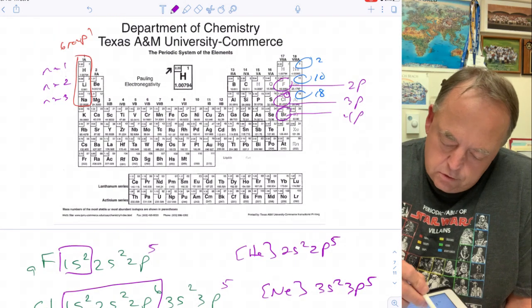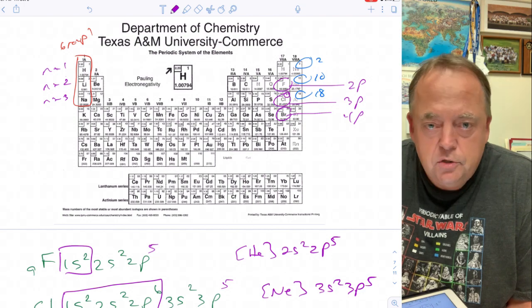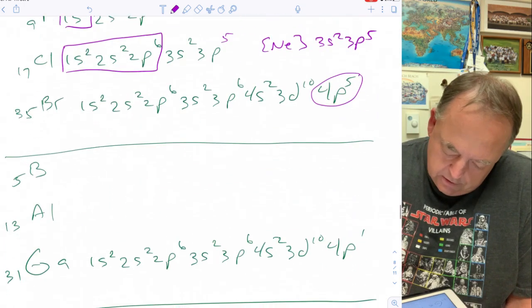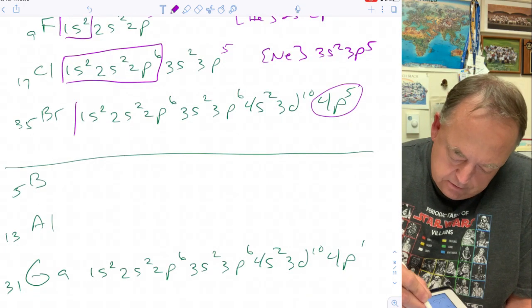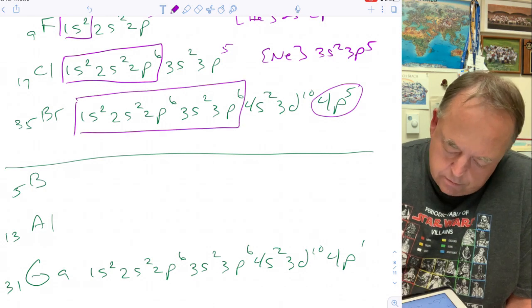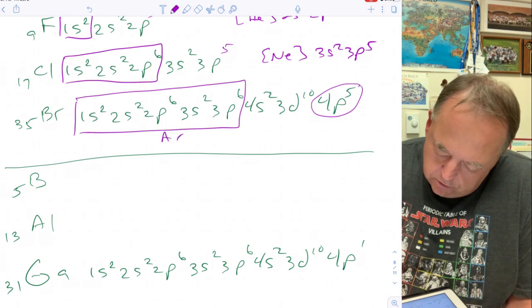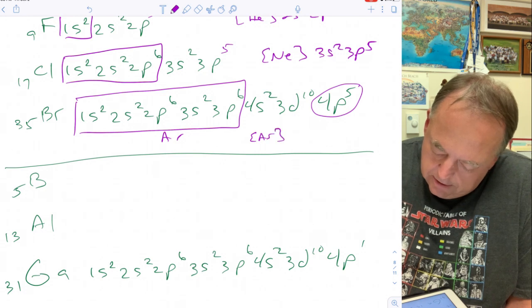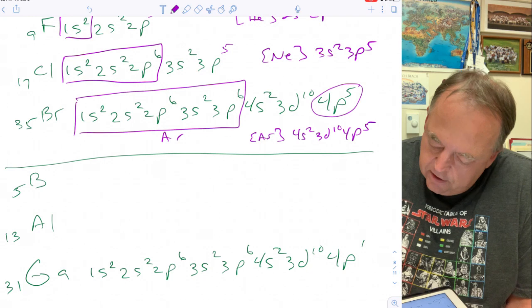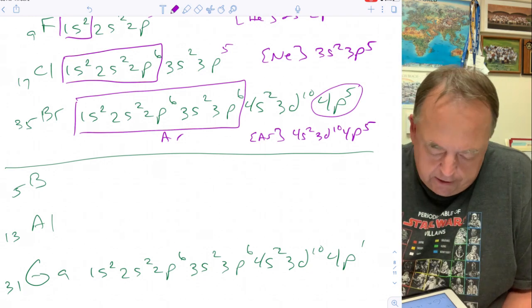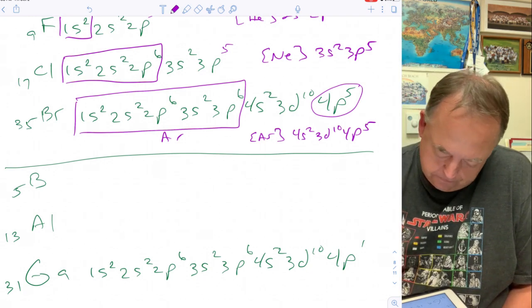If we did the same thing for bromine, bromine's atomic number is 35. If we start going backwards, the first noble gas we would run into is argon at 18. So these 18 electrons would be argon. We could write this as argon, 4s2, 3d10, 4p5 would be the shorthand notation for writing bromine.